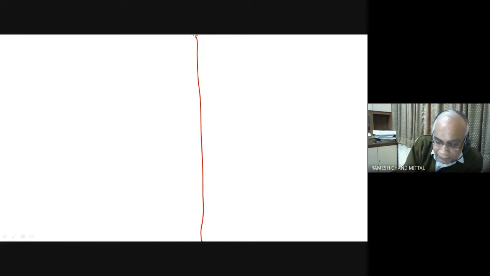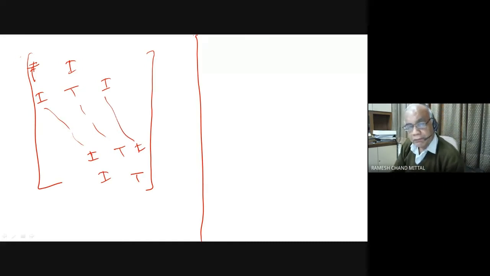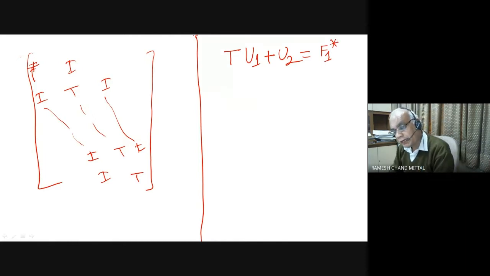Or precisely, if I write my structure of this matrix, if this is understood, then my problem is almost half done. So if I write my structure, my whole structure will be something like this. I have T, I, then I, T, I, then I, T here, and in the middle T, I. Just see that, but what I'm saying is that my structure will be T U1 plus U2 equal to, I write here, F1 star, in which the contribution from the boundary has come.